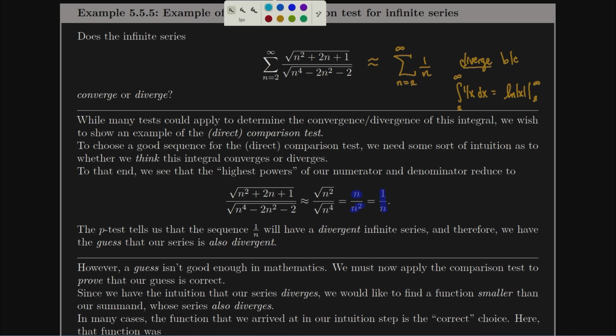Or we could have just thought about this with the p-test. What is the power on n? The power is 1, and because p equals 1 says diverges for the p-test, we're going to see that this sum diverges.